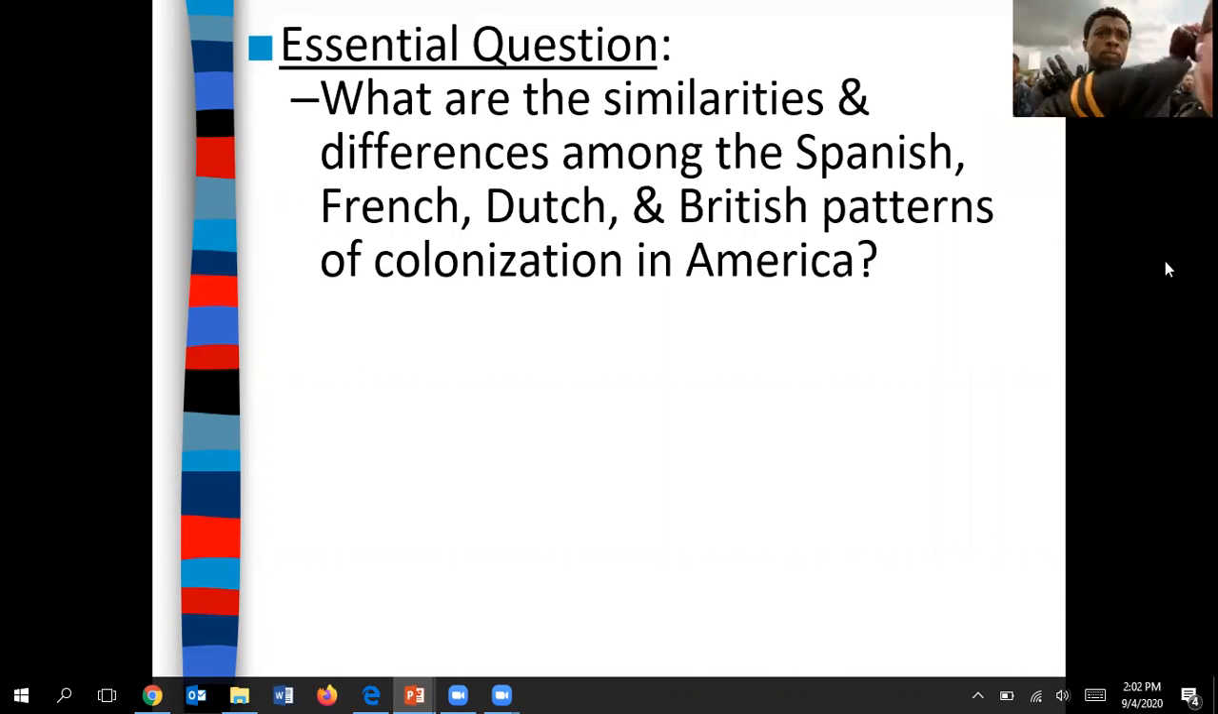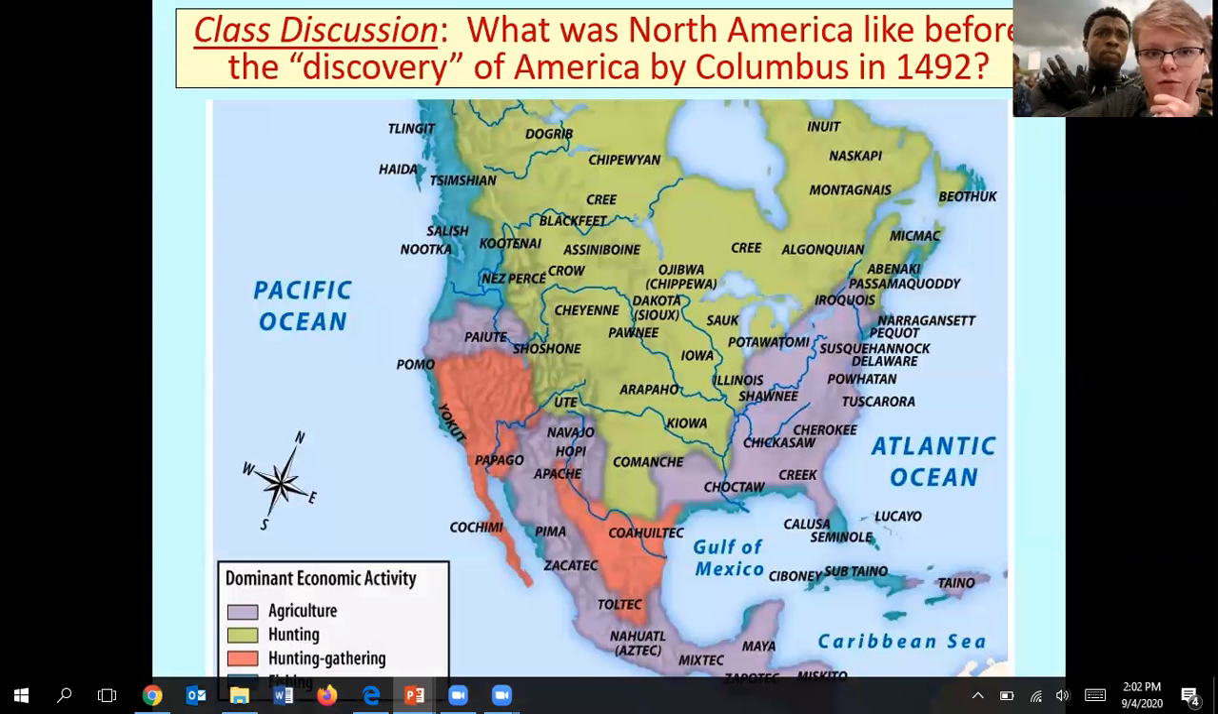Okay, so the essential question for this section is, what are the similarities and differences among the Spanish, French, Dutch, and British patterns of colonization in America? That's what we're looking for here. All right, America before the discovery of Columbus. This is what we talked about last week.